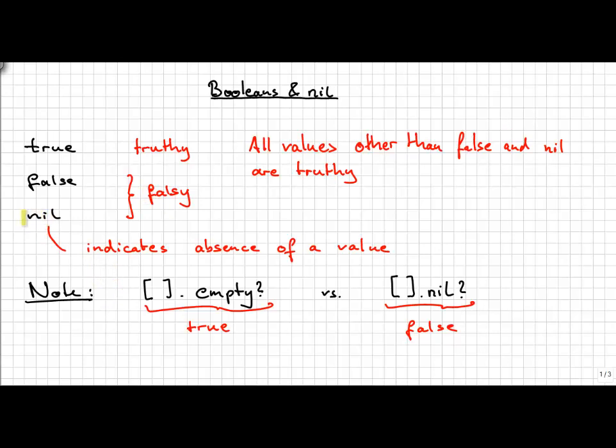Nil is used to indicate the absence of a value. We saw it in an earlier episode of the screencast already when we looked at arrays and hash map entries. If we didn't have the corresponding index in the array or hash map, then Ruby will return nil rather than throwing an exception. So if we look at whether the empty array is in fact empty, we will receive the value true. And if we ask whether the empty array is nil, we will receive the value false.